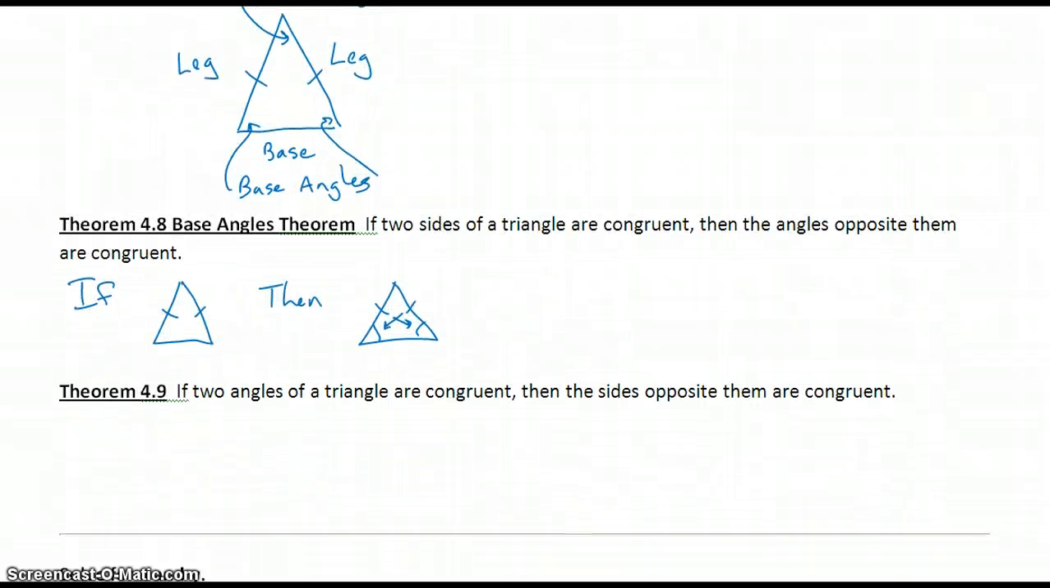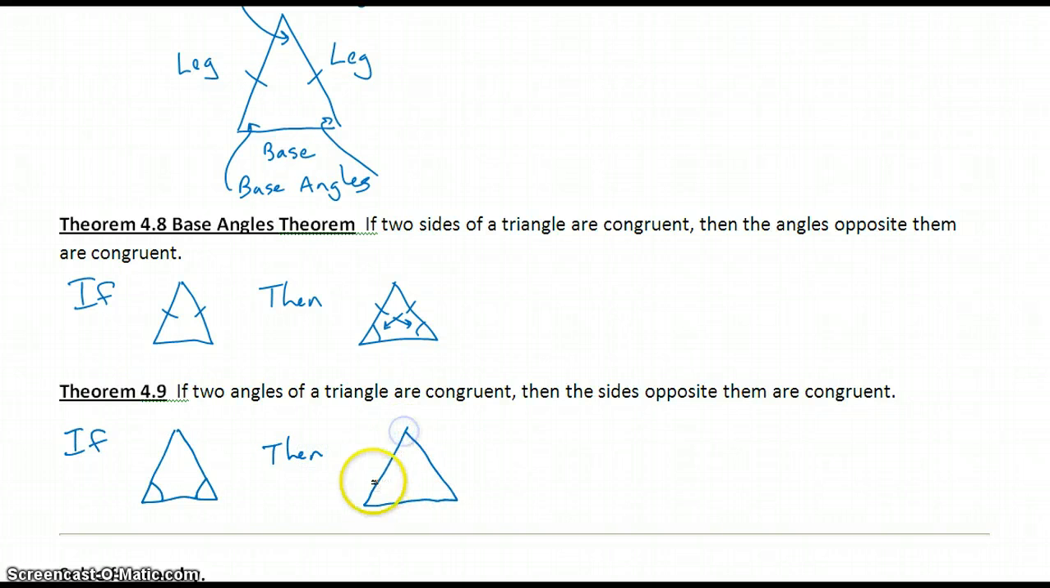Theorem 4.9 is the converse of Theorem 4.8. It says if a triangle has two congruent angles, then the two sides opposite those two congruent angles are also congruent.